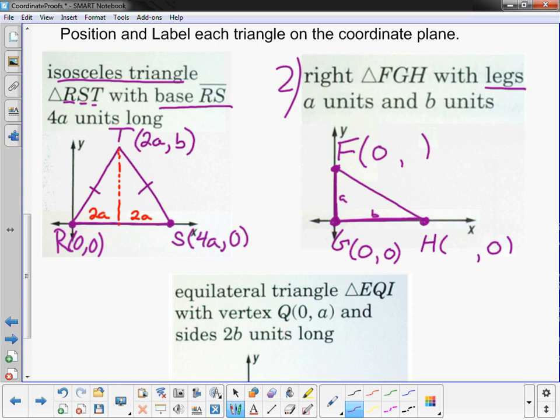Now we just have to figure out the other parts. When I look at it, from G to H, that side is B, and that represents the x value. From G to F, that length is A, and that represents the y value. I've got all three of these labeled. Let's look at the last problem here.